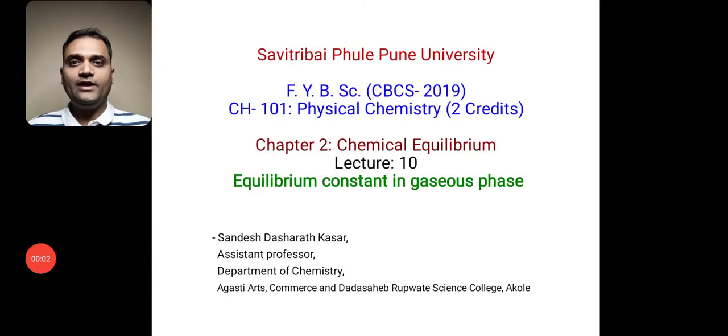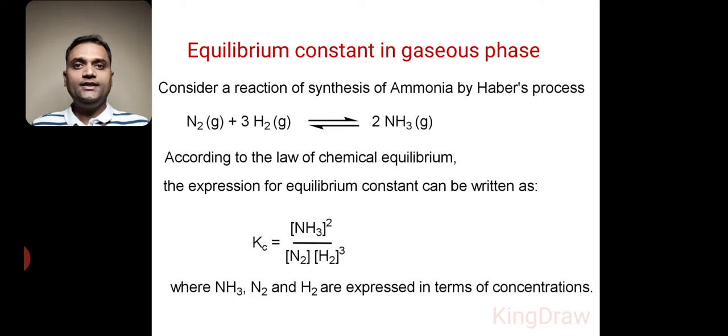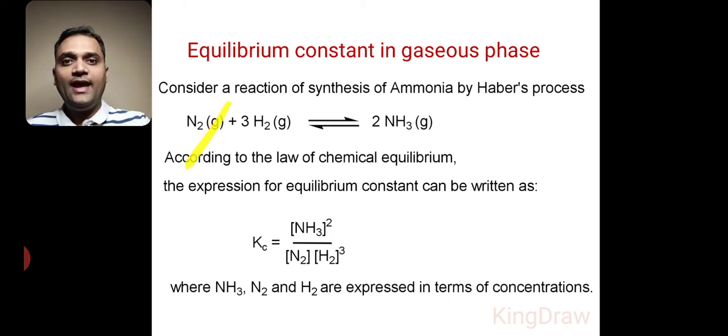Hi, welcome. Today we are going to study equilibrium constant in gaseous phase. Now, to study this point, we have to consider a reaction of synthesis of ammonia by Haber's process. Haber's process is a popular method to synthesize ammonia. Now, see the reaction. Nitrogen gas reacts with hydrogen gas to give us ammonia.